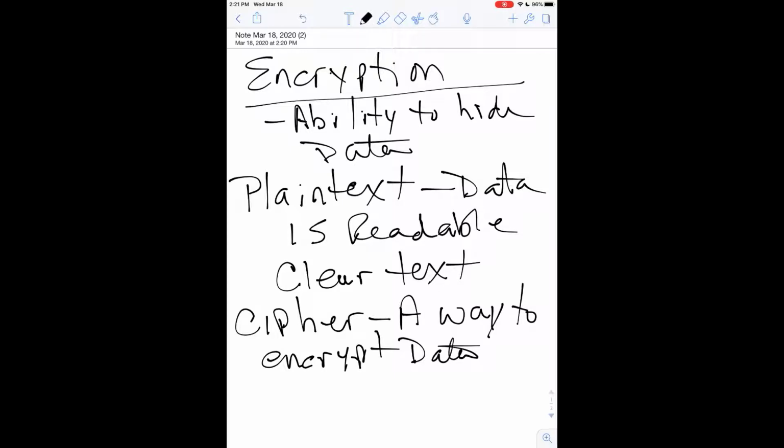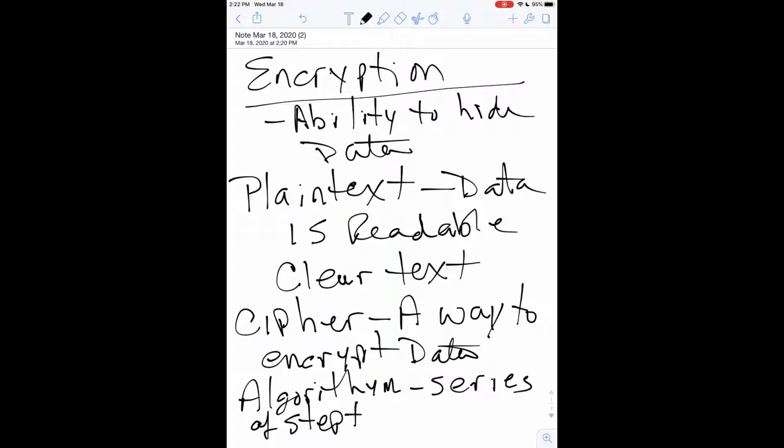And what you hear a lot of times in the term cipher is called algorithm. An algorithm is nothing but a formula or a set of steps used to perform a task, in this case, encrypt data. So this is just a series of steps to be followed. Steps, sorry. So you hear the term encrypt algorithm.